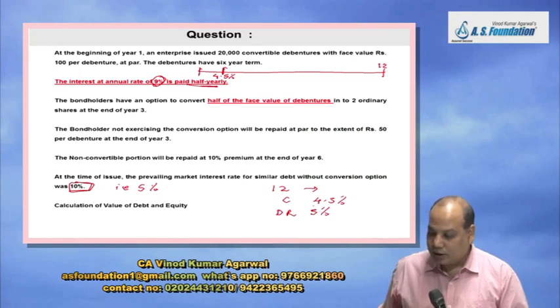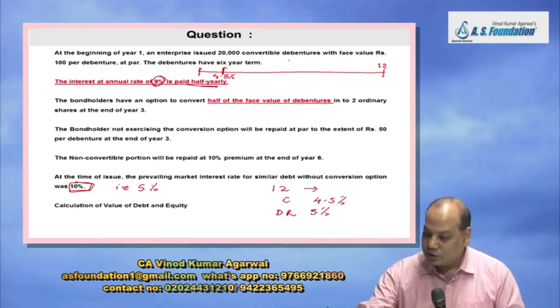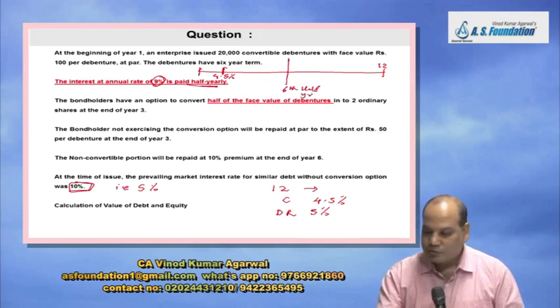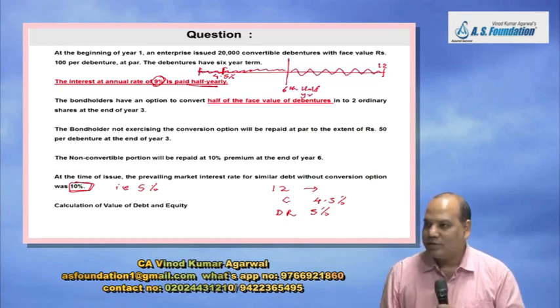Okay. And then after 3 years, there is a redemption also. How much is the redemption value? 10 lakh: 20,000 into 100 into 50%, or just 20,000 into 50. 10 lakh rupees you will have to take as redemption. So your interest calculation after the 6th half year will change. First it will be based on 20 lakh and then it will be based on 10 lakh.